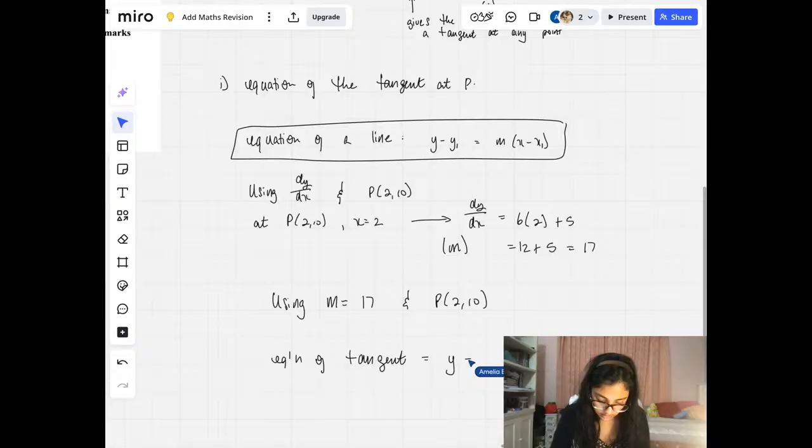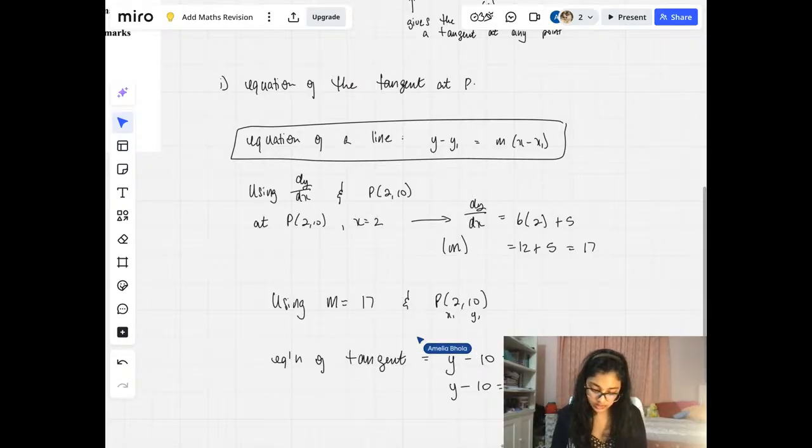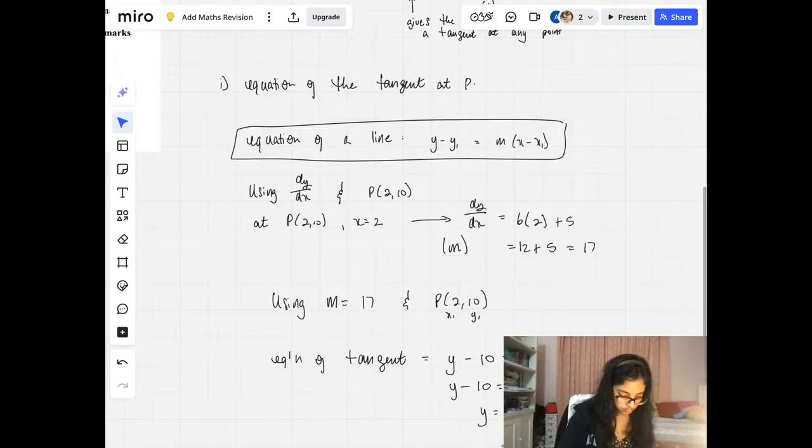Right, so this is x1, this is y1. y minus 10 equals 17 times x minus 2. So now we're going to fling the negative 10 across to the other side and flip the sign. And in the end, I get y is equal to 17x plus 24.